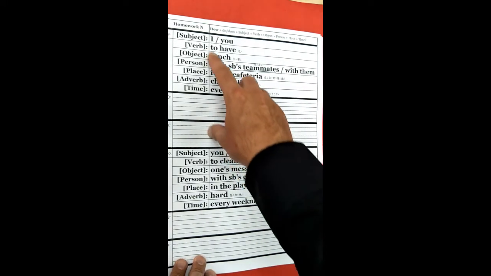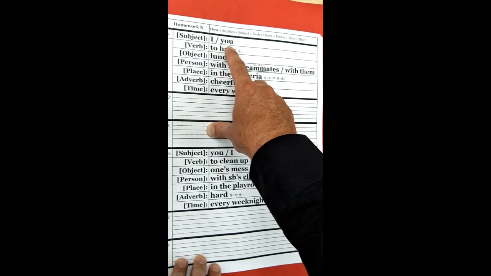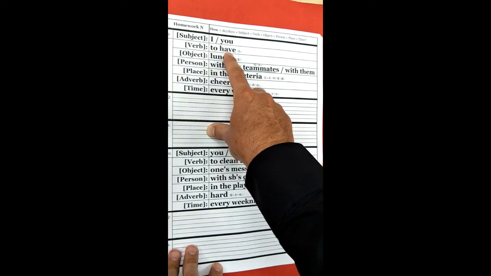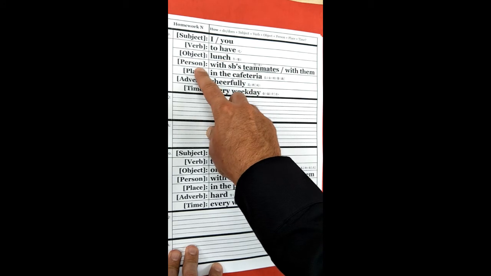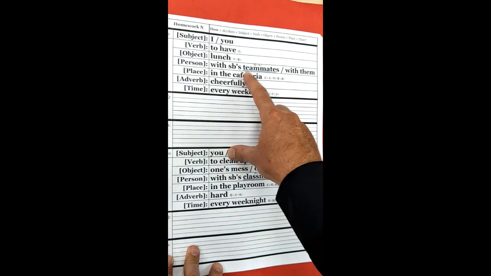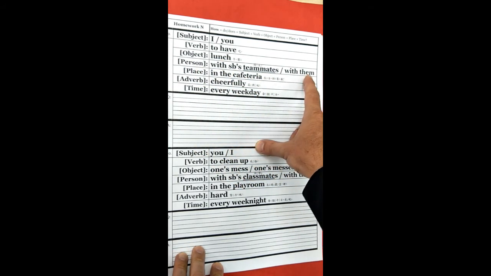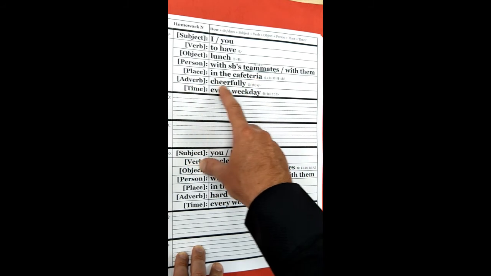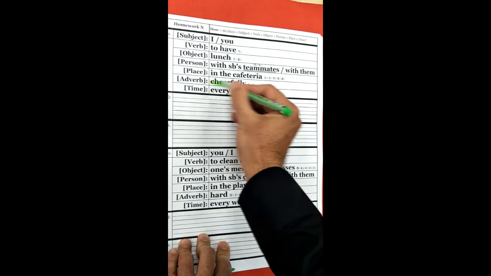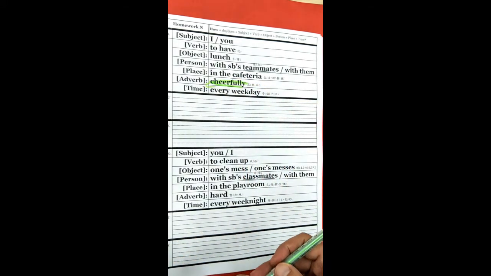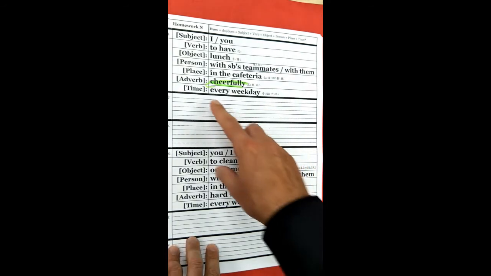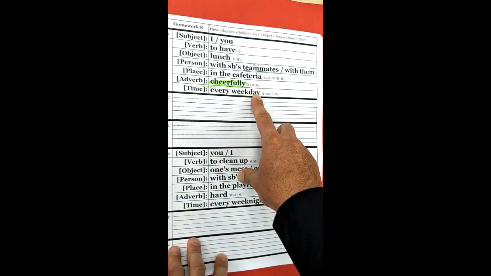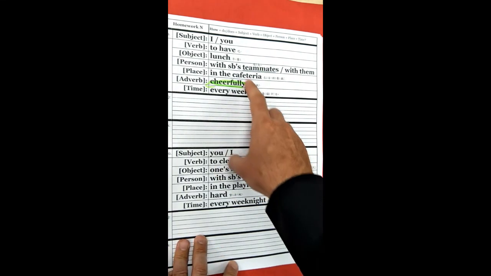All right. Number 9. Subject, I, you. Verb, to have. Object, lunch. Person, with somebody's teammates. With them. Place, in the cafeteria. Adverb, cheerfully. There's the answer. Cheerfully is the answer. Time, every weekday.